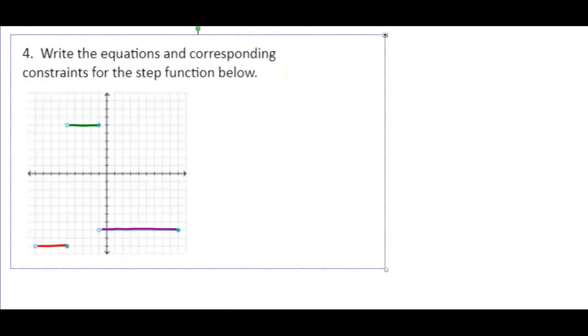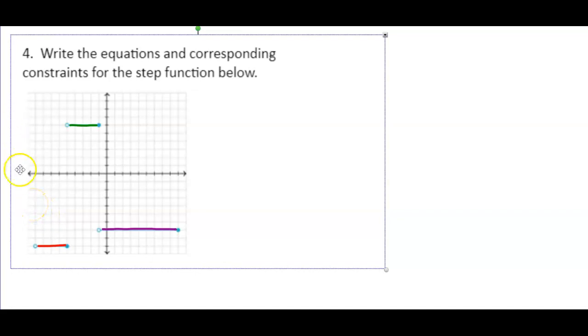All right, I've color-coded these steps for our step function here to help us with the values of the steps as well as their constraints. We want to write all the equations for each of the steps as well as the constraints that go with each step. So we're going to start with the red step first. It's really important that you remember that open circles mean there is not an equal to. Closed circles means there is.